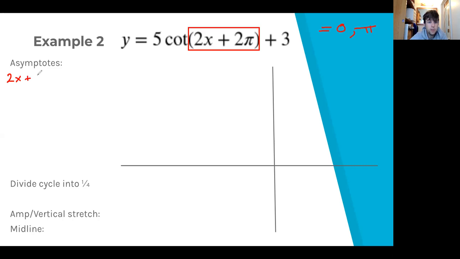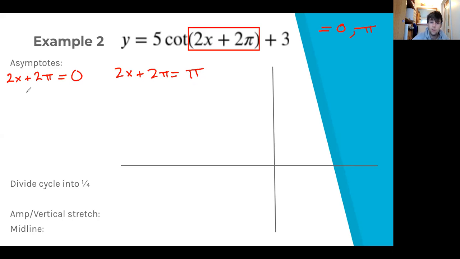So here is our first equation: 2x plus 2 pi equals 0. That'll be our first one. And then 2x plus 2 pi equals pi. Then we'll be able to solve for our two asymptote places. Again, we're using different values here than for tangent. For tangent, we use negative pi over 2 and positive pi over 2. Here we're using these, because we're talking about a different function. They have different asymptote locations.